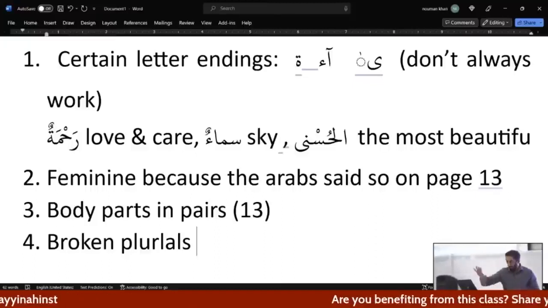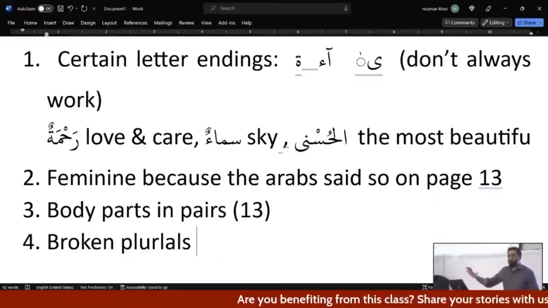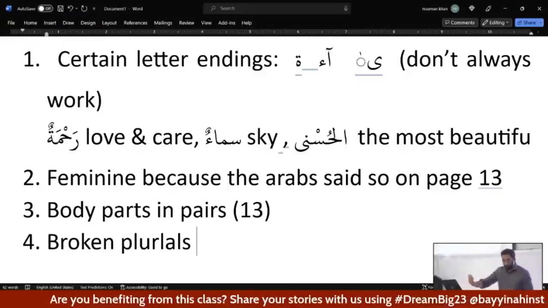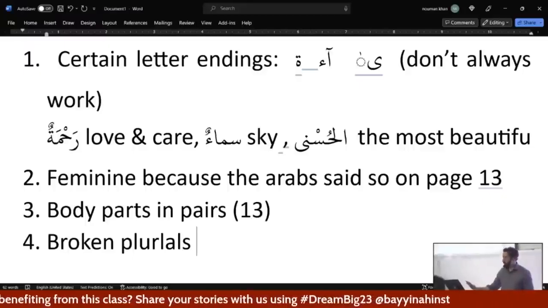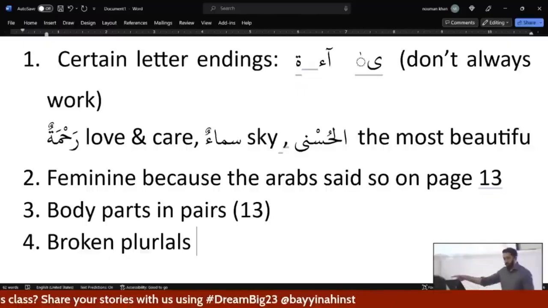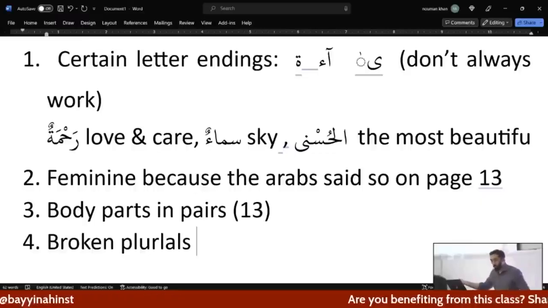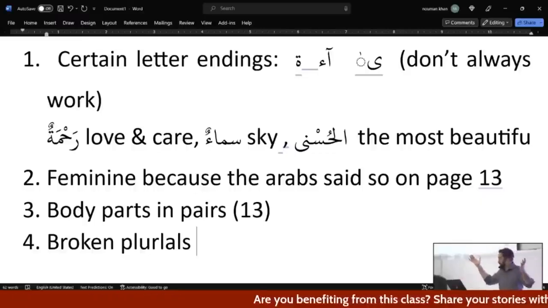And this concludes the study of gender. This is all you have to know about gender. This is it. Some words are feminine because of these endings. Some words are feminine because the Arab said so. And some words are feminine because they are what? Broken plurals. Done. That's it.